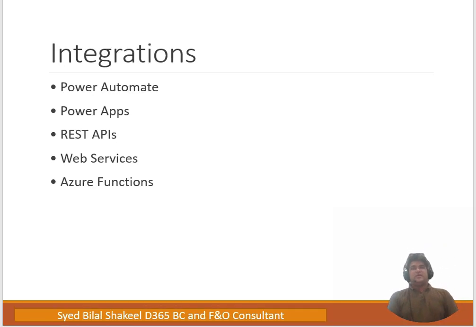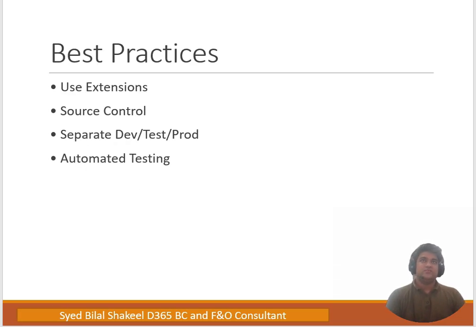For integrations, we have multiple options to integrate with Dynamics Business Central. One is Power Automate, which we will talk about much later in the videos, as well as Power Apps, REST APIs, custom APIs, and web services. We can also use Azure Functions for maintaining queues and using Azure trigger points and endpoints. There are also some best practices: using extensions, maintaining source control, and creating separate dev, test, and prod branches for code management. We can also introduce automated testing.